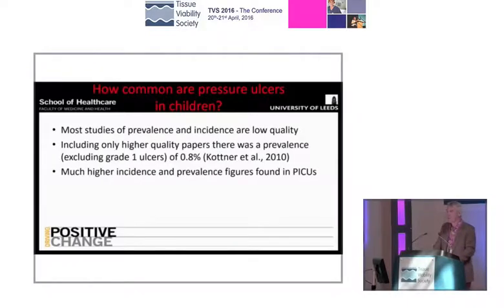Now, the problem with knowing how big the problem is, is that a lot of the studies aren't very good. But if you include only the high quality papers, then probably about 1% of children get pressure ulcers, but the different cohorts are very, very different. So, for example, paediatric intensive care gets a much higher level of pressure ulcers than some other areas. So much higher incidence and prevalence in PICUs.